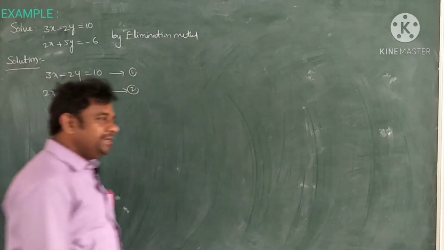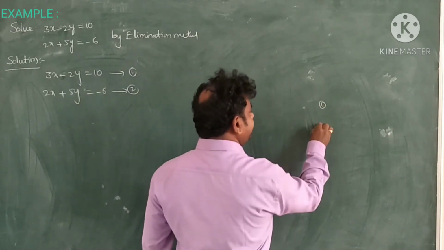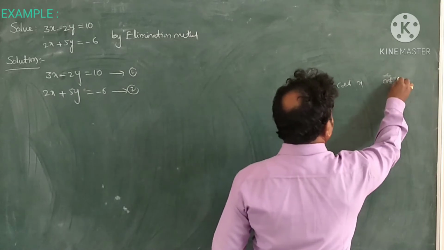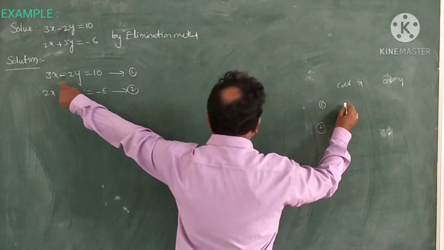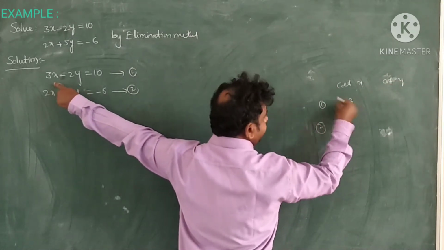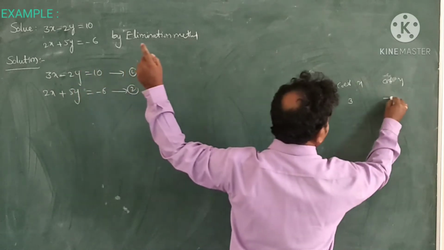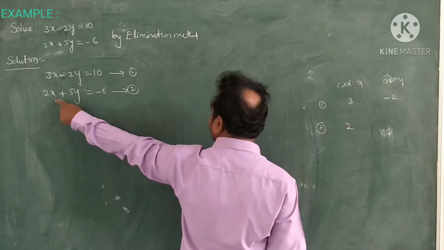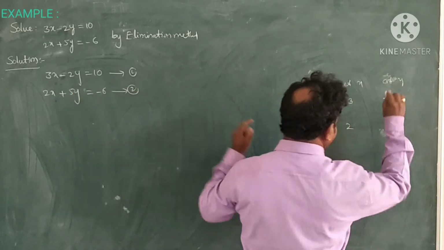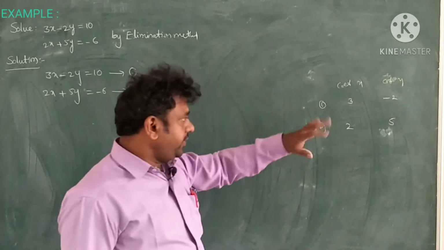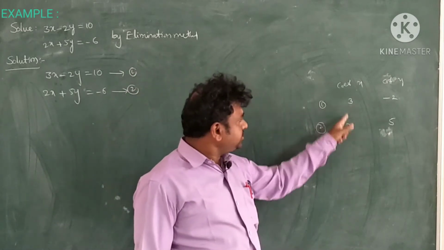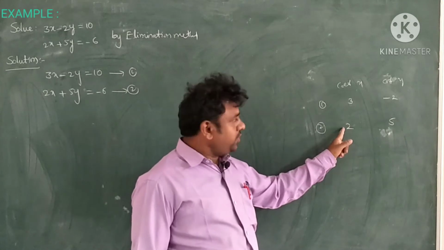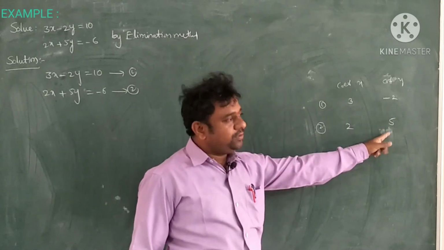Friends, now let us compare coefficients: the coefficient of x and the coefficient of y. In equation 1, the coefficient of x is 3 and the coefficient of y is minus 2. In equation 2, the coefficient of x is 2 and the coefficient of y is 5. Observe, students, are these equal? No.